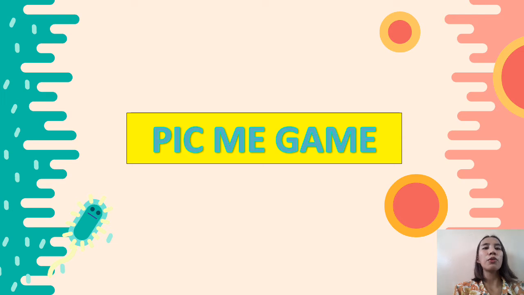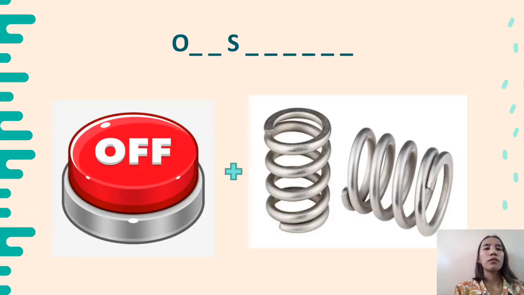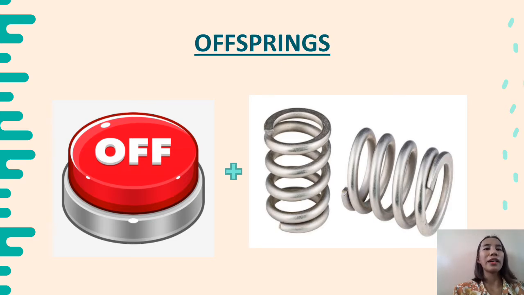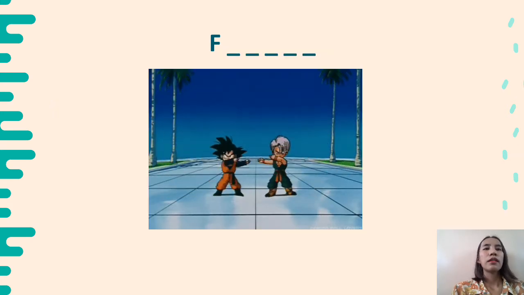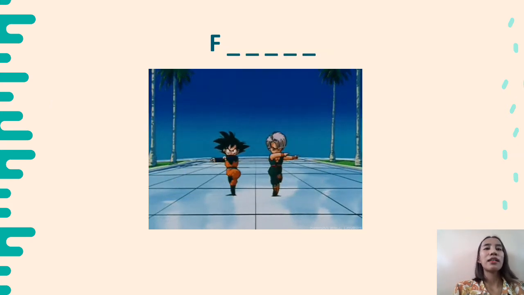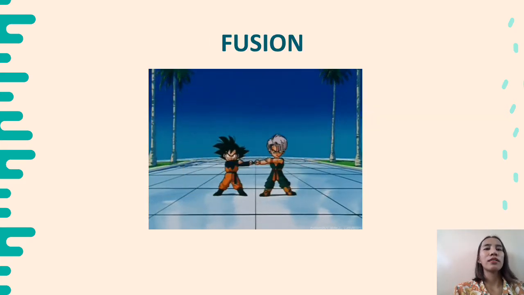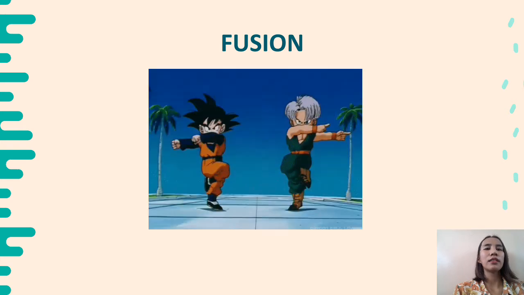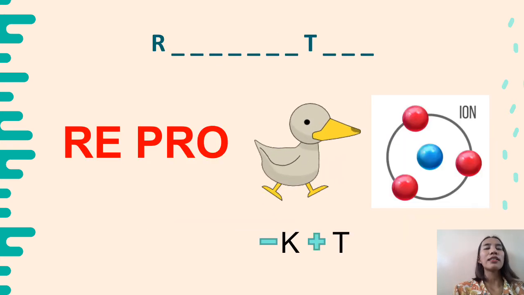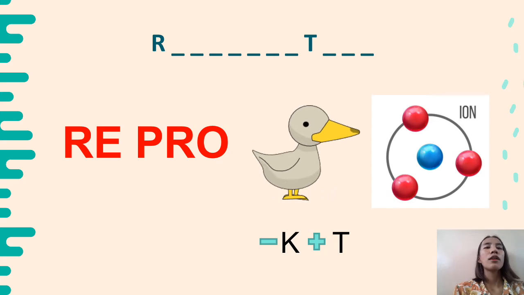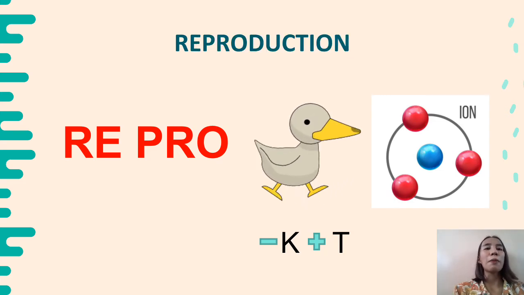Kindly raise your hand if you want to answer. First. Yes, Cledera. What is your answer? Very good. It is offspring. Another one. Yes, Miranda. It is very good. It is fusion. And then the last one. Yes, Carmen. What's the answer? Very good. It is reproduction.